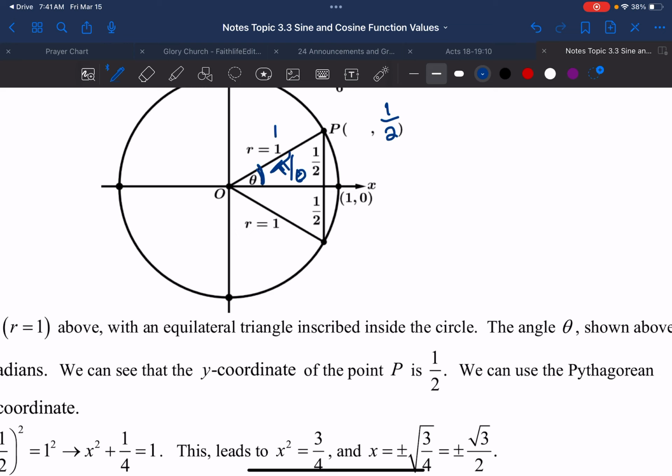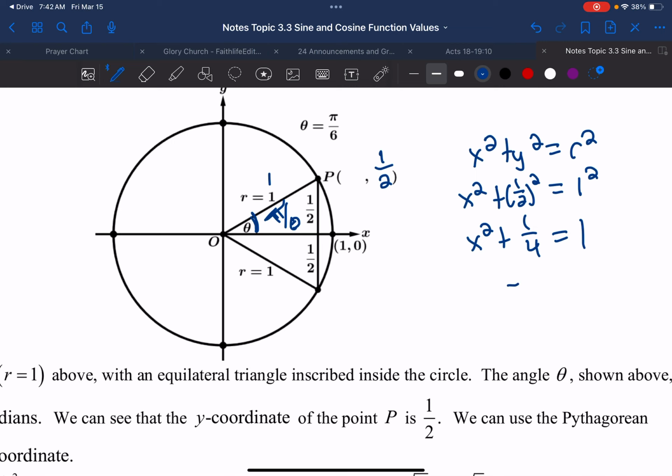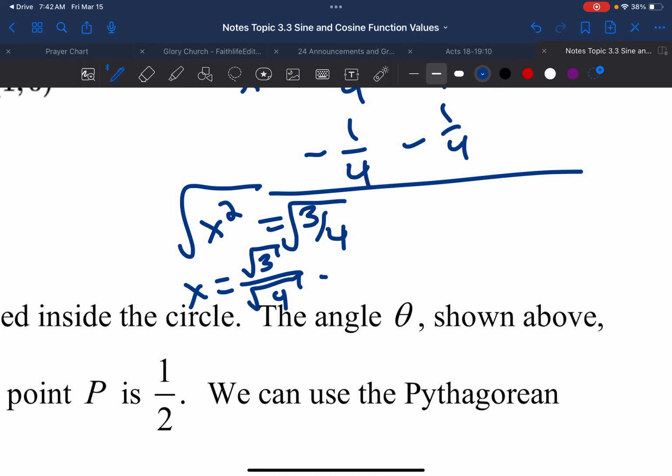Once again, you use the Pythagorean theorem: x squared plus y squared equals r squared. My r squared is 1 squared, I don't know what x squared is, and my y squared is 1/2 squared. If I evaluate this, I get 1/4, and subtracting 1/4 from 1 on both sides, I have x squared equals 3/4. When I take the square root on both sides, with a fraction like this, you can take the square root of the top over the square root of the bottom. The top will not simplify, but the bottom will.